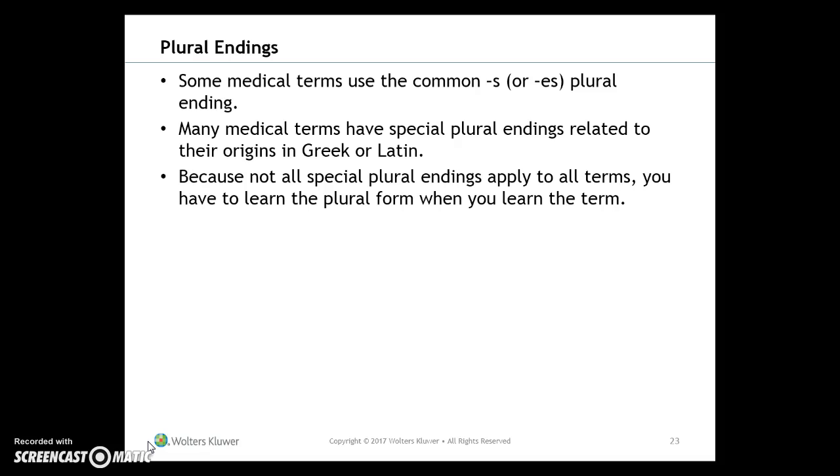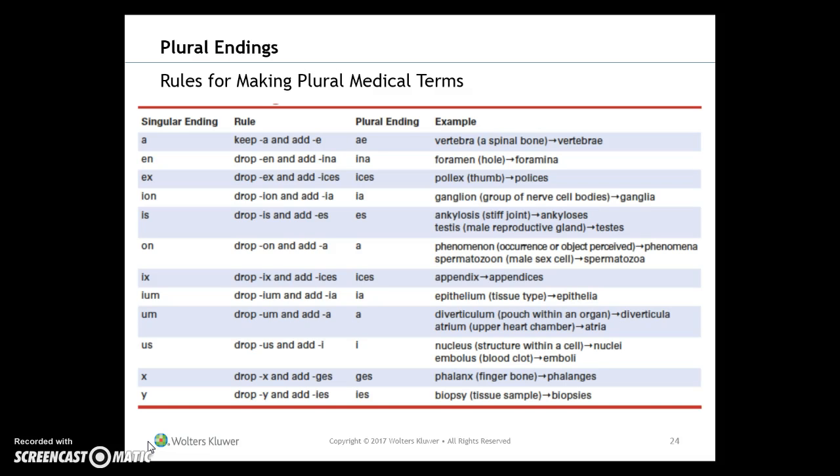So what you can see in this table here shows some of the special plural endings common in medical terms, and these special plurals do not occur with all terms ending in those letters. For example, the plural of sinus is sinuses with the ES, but in most cases you have to learn the plural form when you learn the term.